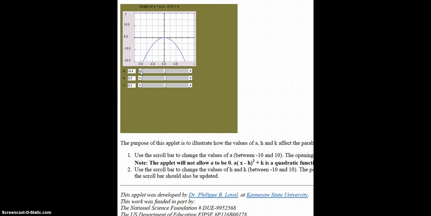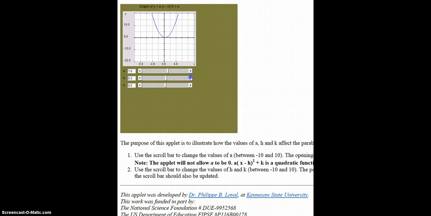Notice a negative a flips it upside down. So a negative number less than 1 makes it wider and upside down. Now, the minute I become negative 1, negative 2, negative 3, I become upside down and more narrow. So it's a combination here. Let's slide this back up to positive 1 and see what h does.